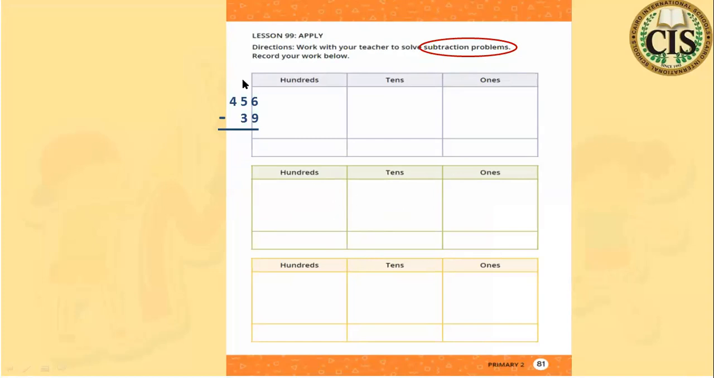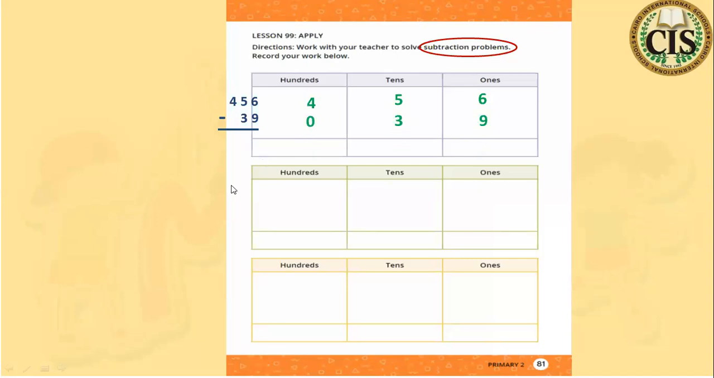Do we have more on the top? No, we have more on the floor. So go to next door and knock, knock, knock. Can you give me one, please? Yes, of course. 5 will give me 1. So 5 will be 4.